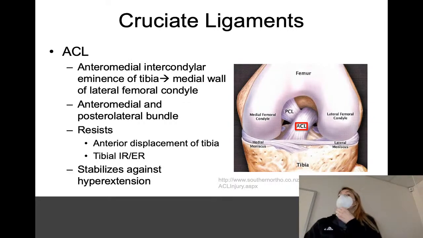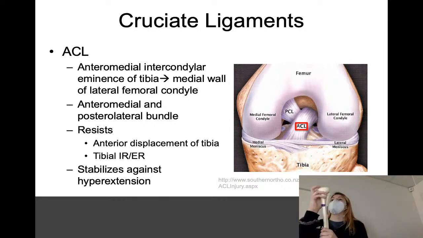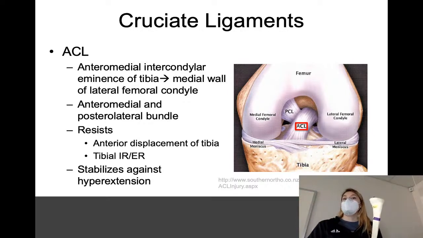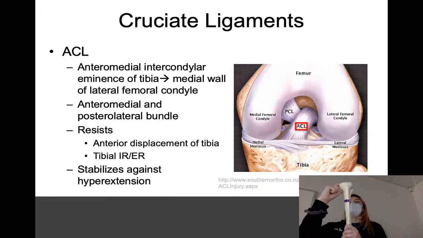So if we look specifically at the ACL, so anterior cruciate ligament, you do need to know what the letters stand for. You can't just know ACL. So this is the path of the ACL. So these words seem really fancy, anteromedial intercondylar eminence of the tibia. So if we know, we have the two bumps. Those are those intercondylar eminences. The first one, the ACL, is going to run from the anteromedial intercondylar eminence. So it's running from this inner bump. So out of the two prongs, that inside bump.